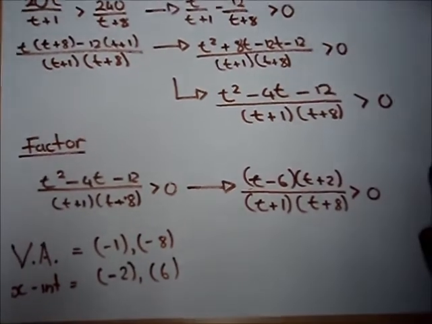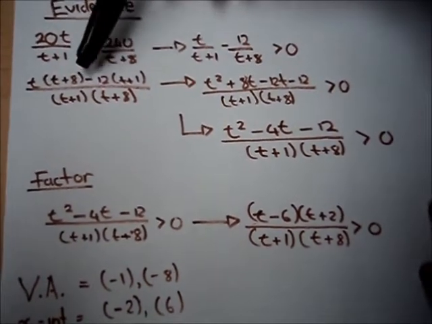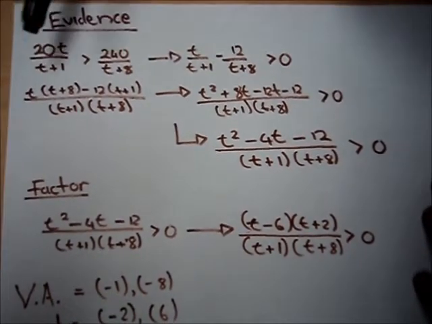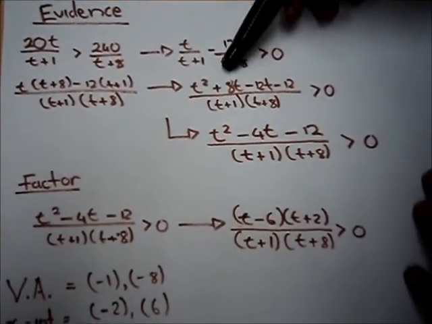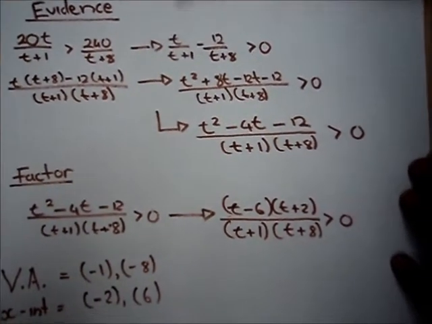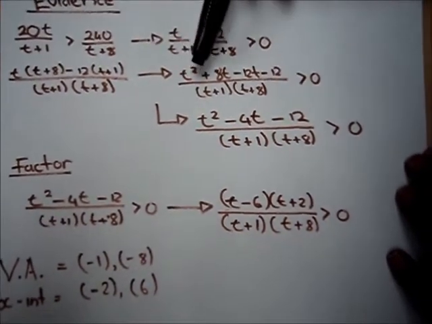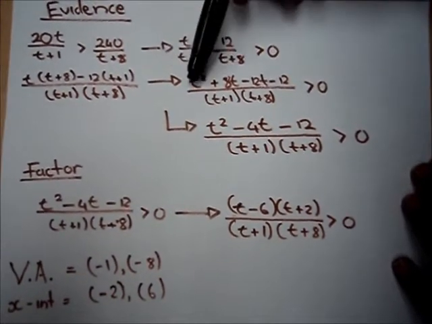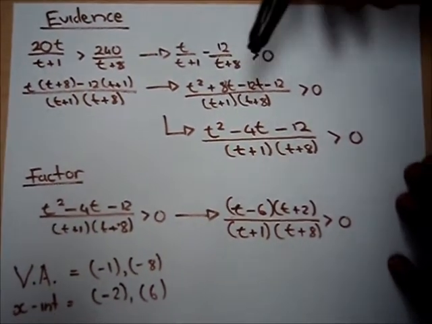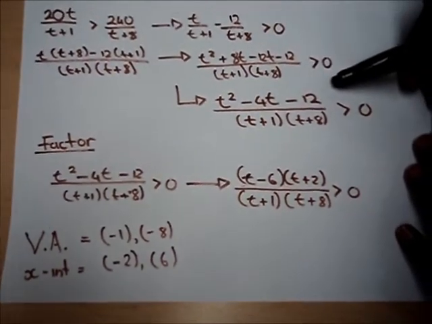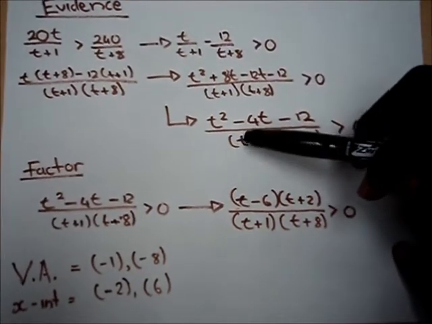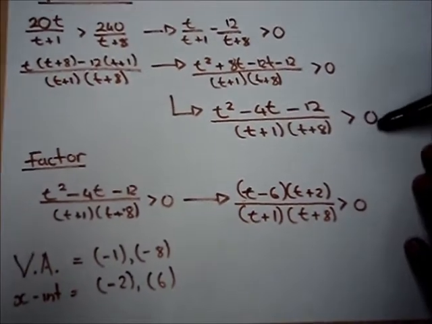For our next step, we expand the equation which we have and cross multiply. So we cross multiply t times t plus 8 and t plus 1 times 12, negative 12. When we expand it and solve it, we have t squared plus 8t minus 12t minus 12, which is all greater than 0. After this, we factor and have t squared minus 4t minus 12, which is greater than 0.